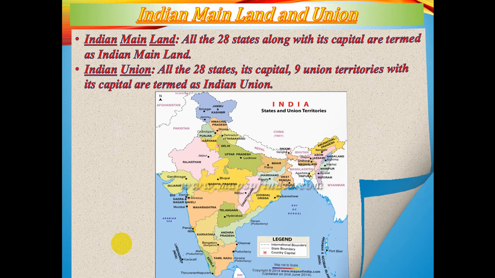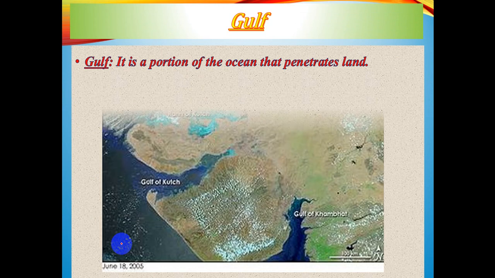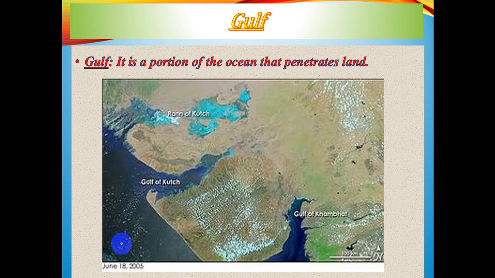Now we'll proceed to the next keyword, that is Gulf. Hopefully you have heard about the Gulf of Kutch and Gulf of Khambat. You can see this stretch of area where the pointer is moving. It is an extended part of an ocean, a portion of an ocean that penetrates land. It's the sea that is partially enclosed by the landmass. This is the Gulf of Kutch.